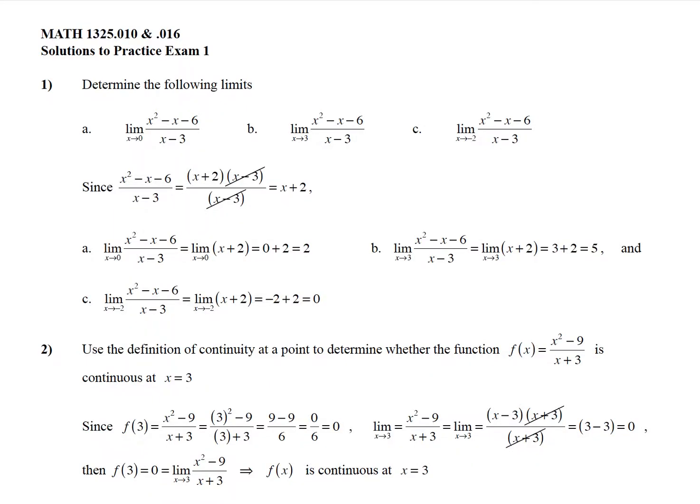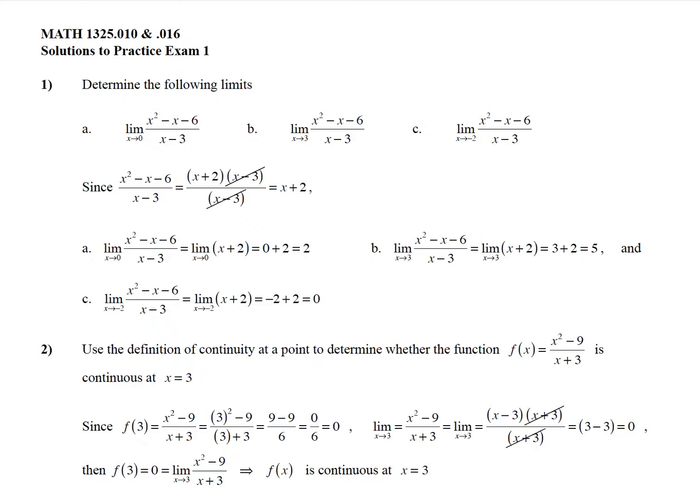Alright, here's the video reviewing the first three questions of our practice. We start with question 1, determining limits. Parts A, B, and C all are the same rational function, a rational function being a fraction, in other words, with a polynomial in the numerator and a polynomial in the denominator.